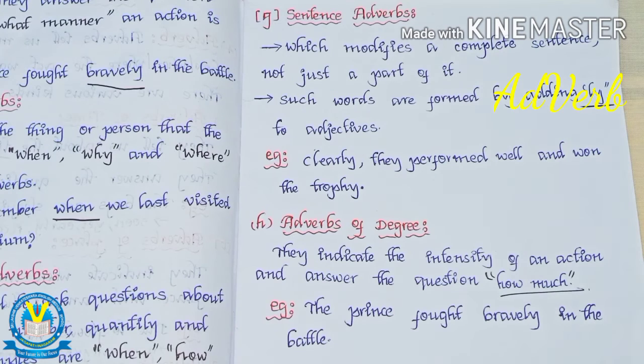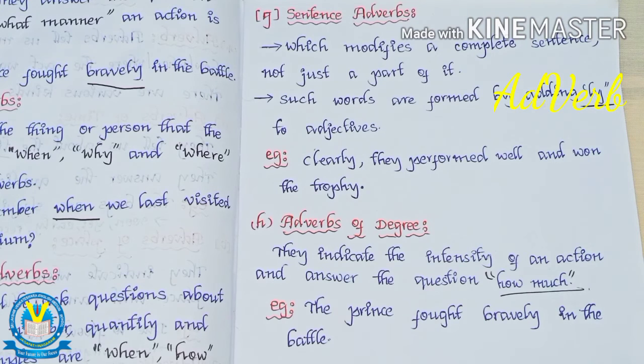And the next one is sentence adverbs, which modify a complete sentence, not just a part of it. A sentence adverb is a word which modifies not only a part of the sentence, it modifies a complete sentence. Children, that means there is a word which does not relate to an action. The word which directly relates to the entire sentence. The word which is very important to that sentence is called a sentence adverb.